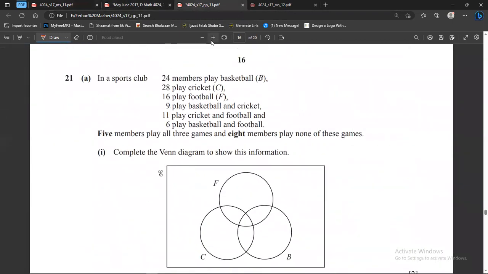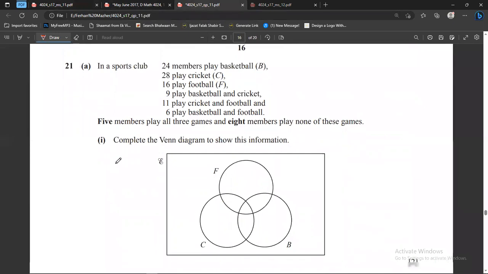The next question is question number 21. He says, in a sports club, 24 members play basketball, and 28 play cricket, and 16 play football, 9 play basketball and cricket, 11 play cricket and football, and 6 play basketball and football. 5 members play all 3 games, and 8 members play none of these games.